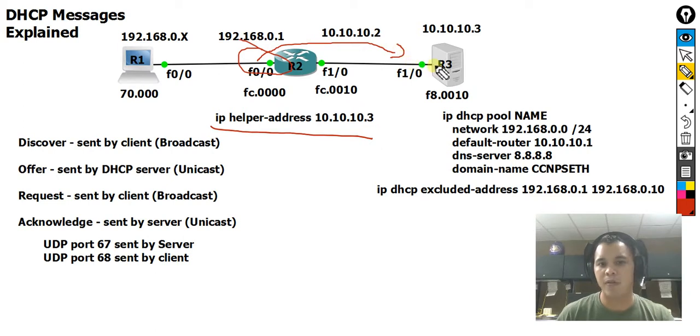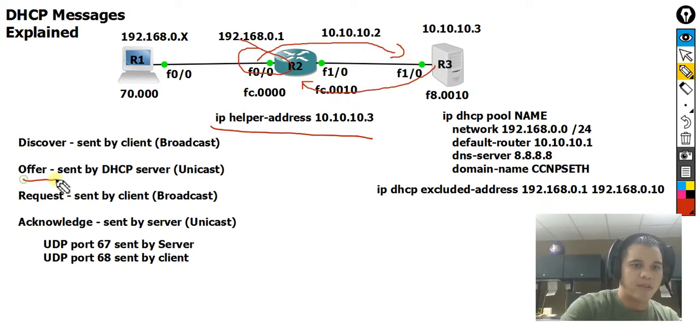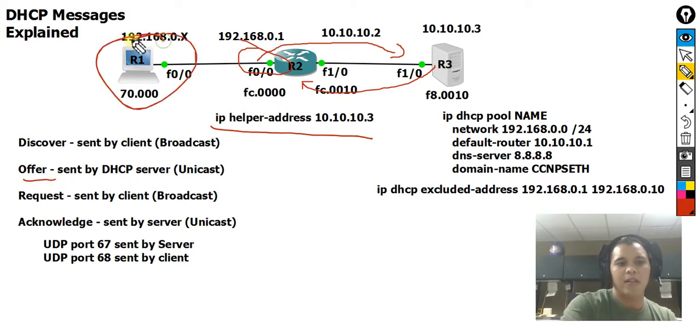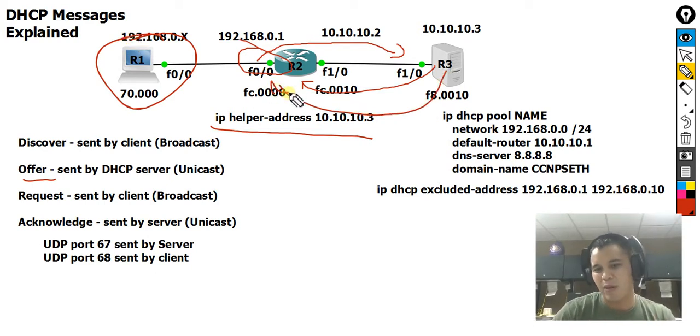Then when R3 gets this message, it's like, oh, that's a discover message. Let me send an offer. So the server will send an offer message, sent by the server, and he'll unicast it. Now, whether this client is on the same LAN or not, he's going to unicast that message straight to it. If it's on a different LAN, like how it is right now, he's going to unicast it to that router and that router's interface.